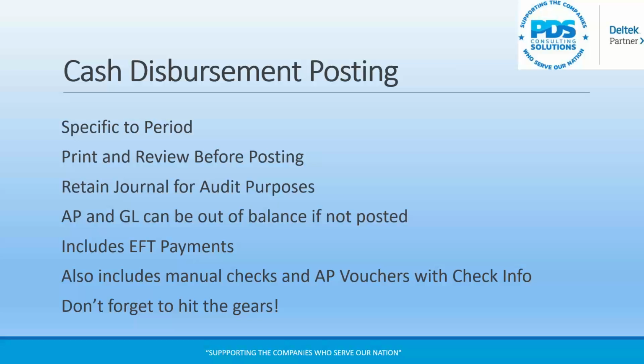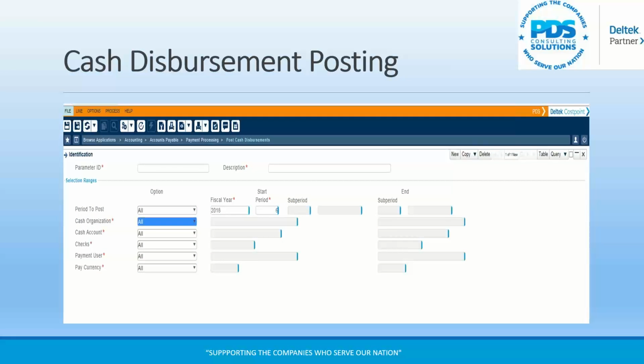If you have done any manual checks, these will also be recorded on the cash disbursement posting. If you record any unusable checks, those will also be on the cash disbursement posting. Don't forget to hit the gears. That's a very common mistake I see: you've printed your report, you've saved your report, but you forgot to hit the gears before exiting the screen. So you can choose the period that you're posting the checks, and you can even choose to post an individual check, certain users' checks, or a certain cash account. Again, print the report, review it, and save it before you hit the gears.